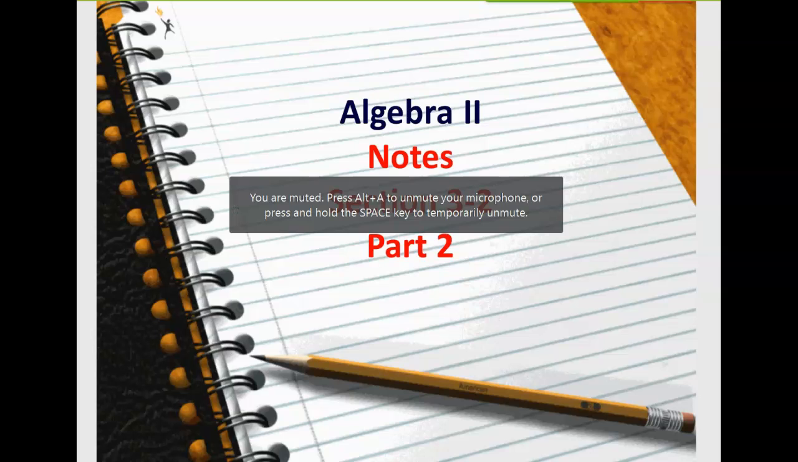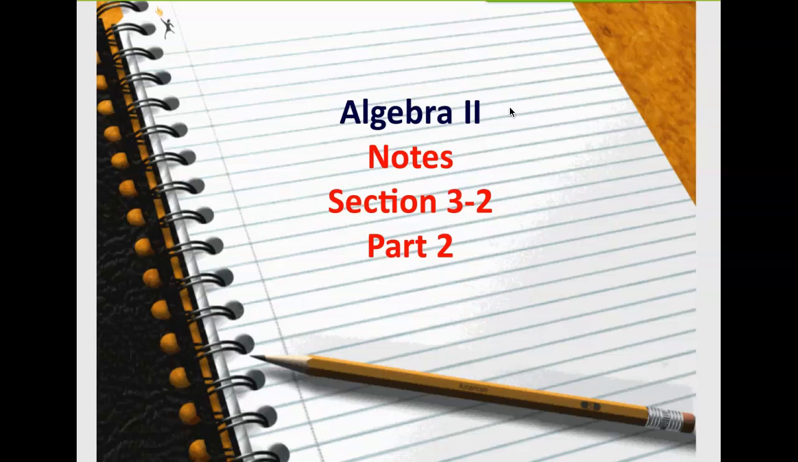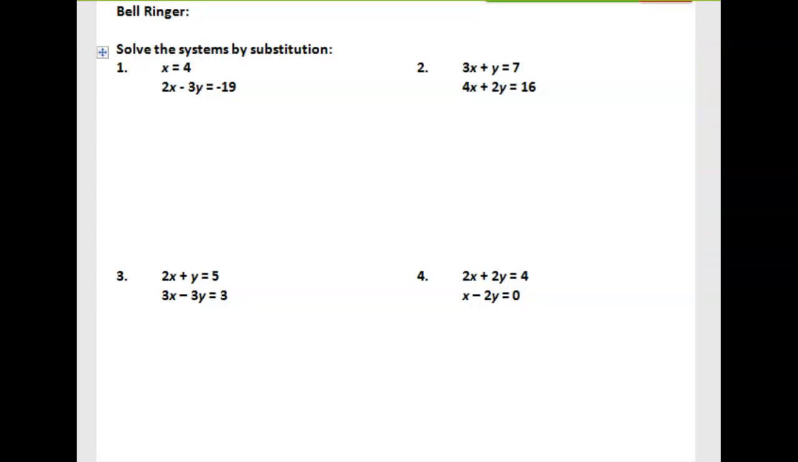All right, so we are looking at section 3-2, part 2 today. And basically the goal of today's section is to learn how to solve a system using a new method. So yesterday, our method for solving systems was substitution. So we had x equals 4 in this case, and we have 2x minus 3y equals negative 19.